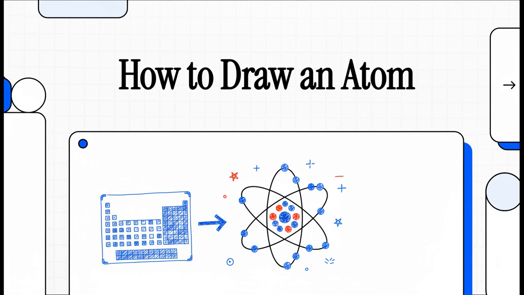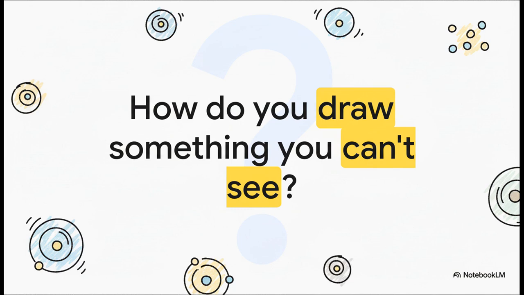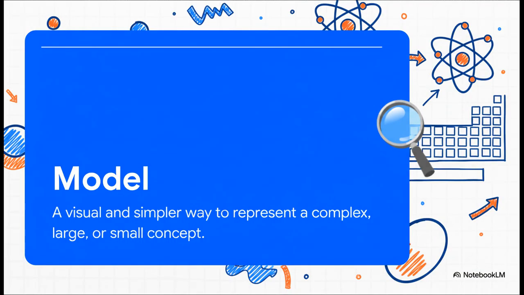Let's get into it. So, that really is the big question, isn't it? How in the world do you draw something you can't see? I mean, atoms are impossibly small. The answer? You don't. Instead, you create a simplified map, a kind of blueprint. And that's where models come in.